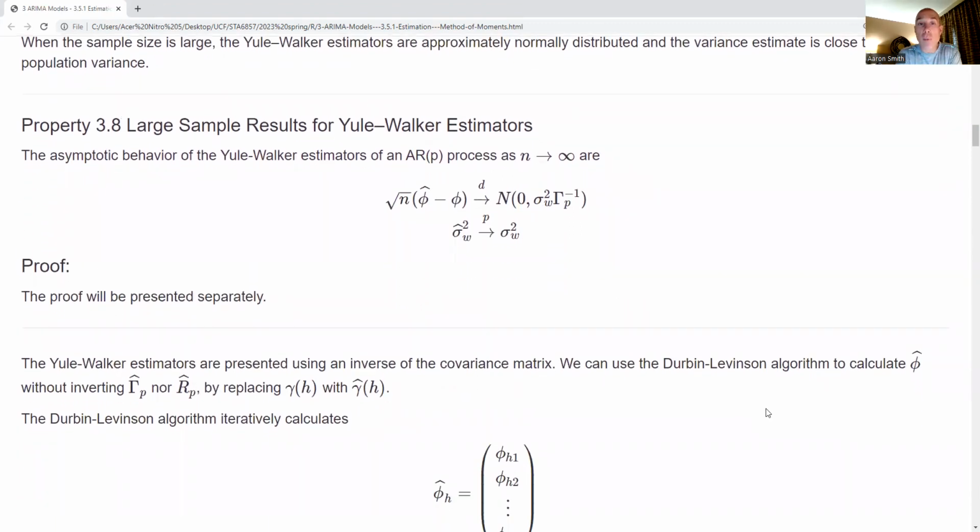All right, so now let's talk about what we get when we look at the large sample aspects of the Yule Walker estimator. Let's say that I have a lot of data to work with, potentially as much data as I could possibly want. So we can start thinking about things asymptotically.